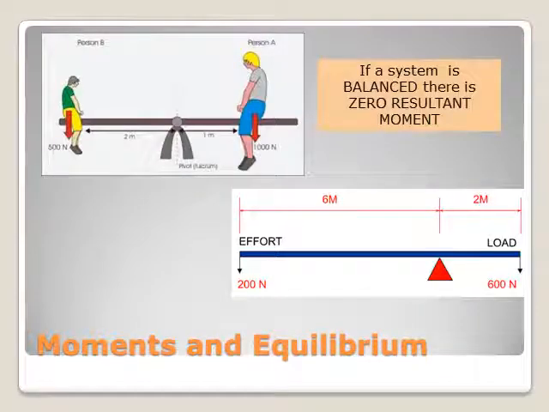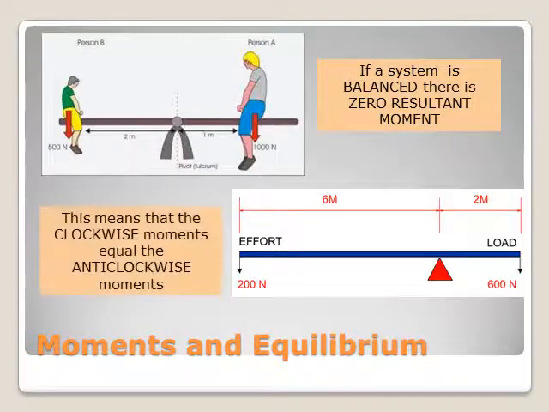Where a system is balanced or not rotating, the resultant moment is zero. In other words, the clockwise moments, wanting to turn the object in one direction, are equal to the anticlockwise moments, wanting to turn in the opposite direction. So zero resultant moment means the system is balanced, or you may use the term it is in equilibrium.